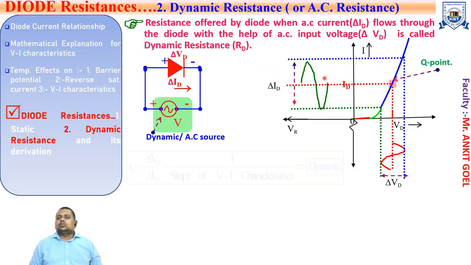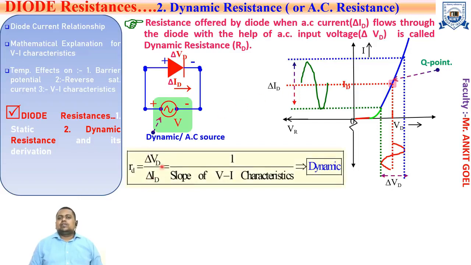So dynamic resistance is given as the ratio of the change in the voltage across the diode to the change in the current through the diode. From the graph, it can be easily calculated that the dynamic resistance is also given by the inverse of the slope of the VI characteristics.